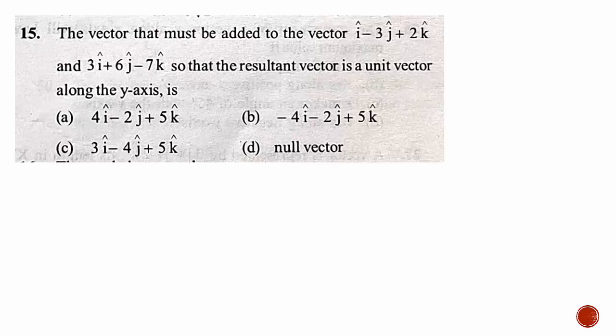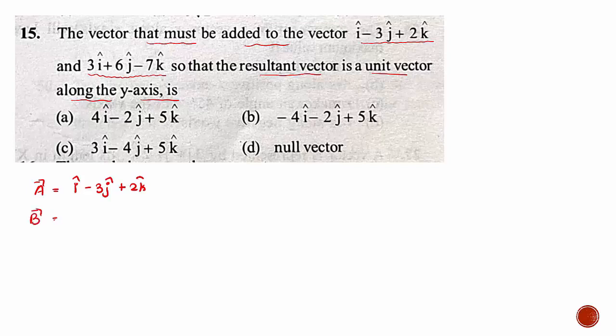15th question. The vector that must be added to the vector i cap minus 3j cap plus 2k cap and 3i cap plus 6j cap minus 7k cap, so that the resultant vector is a unit vector along y-axis. Here I consider the first vector A as i cap minus 3j cap plus 2k cap. Vector B is given as 3i cap plus 6j cap minus 7k cap. It is given that the resultant vector is a unit vector along y-axis.